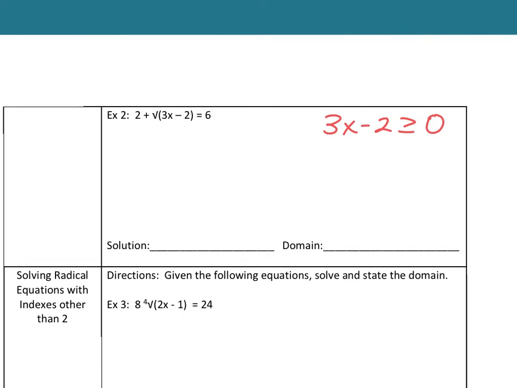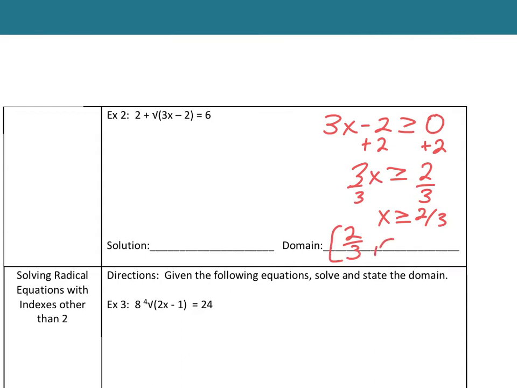How do I solve that? Plus 2. So 3x is greater than or equal to 2. Now what? Divide by 3. So x is greater than or equal to 2/3. So how would I write that in interval notation? 2/3 to infinity. So domain is done. And now we just got to solve this.